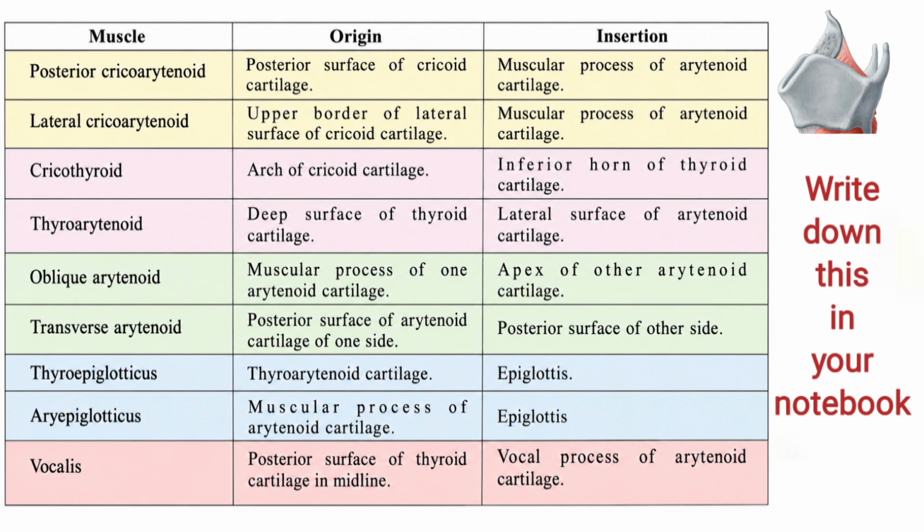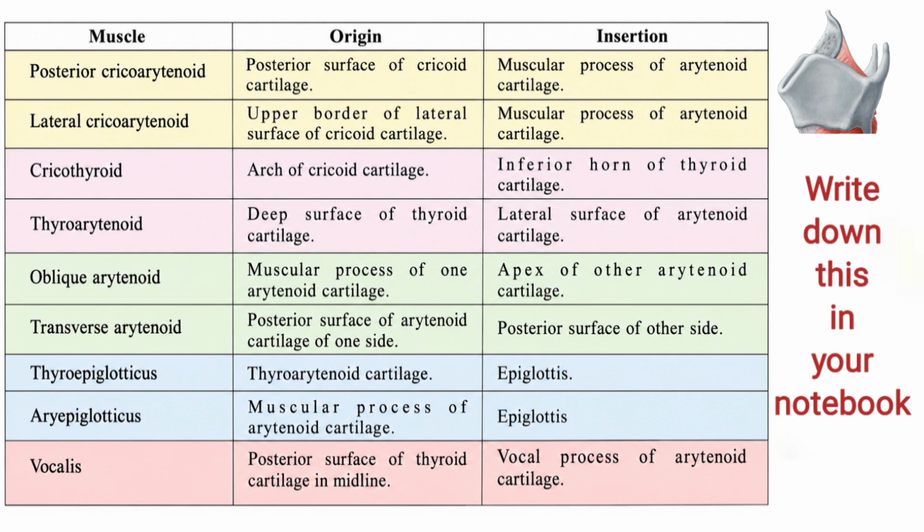Posterior cricoarytenoid muscle: origin, posterior surface of cricoid cartilage; insertion, muscular process of arytenoid cartilage. Second, lateral cricoarytenoid: origin, upper border of lateral surface of cricoid cartilage; insertion, muscular process of arytenoid cartilage. Now cricothyroid: origin, arch of cricoid cartilage; insertion, inferior horn of thyroid cartilage.